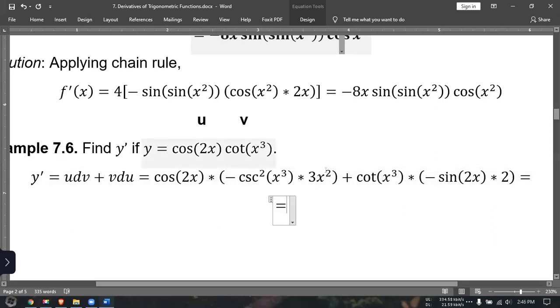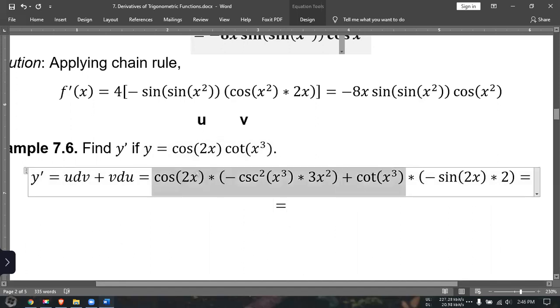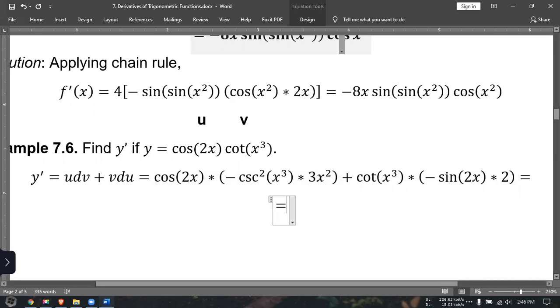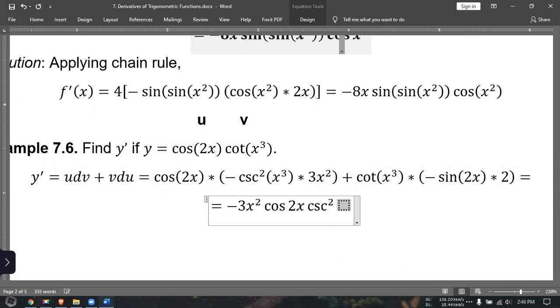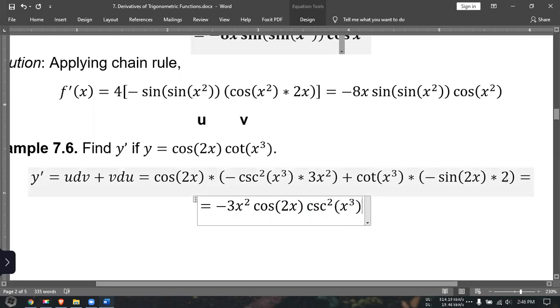Simplify the first term. We have a negative there, then we have a multiple, 3x squared. So this is now negative 3x squared, and let's copy the functions: cosine 2x. For consistency, let me close this. Then simplify our second term. We have a negative there, and then we have a multiple 2 there.